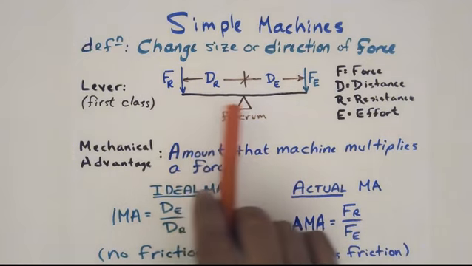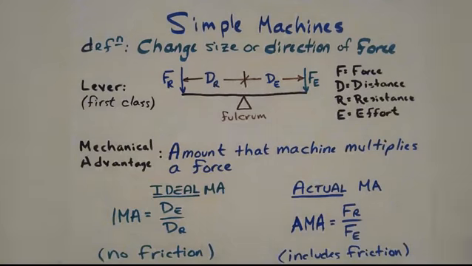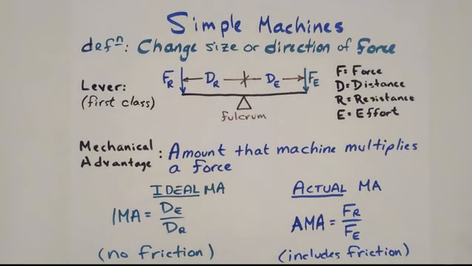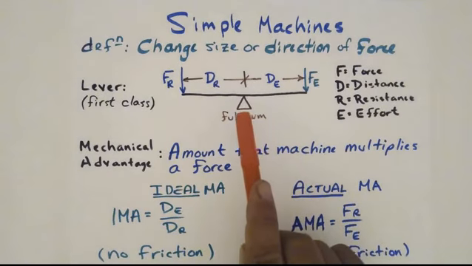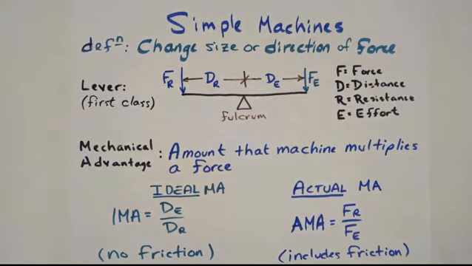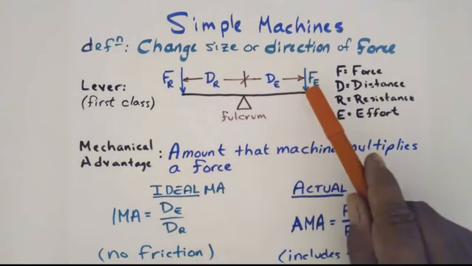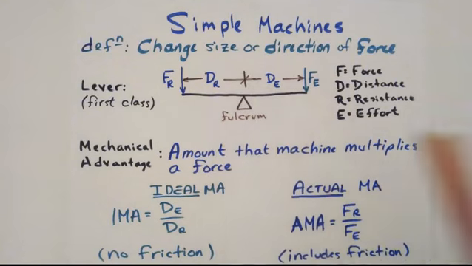We take a look at a picture of a first-class lever, a simple lever. This would be something like a teeter-totter. And the fulcrum is the point about which the lever pivots. And then we have a couple forces on the top. This is the resistance force, this is the effort force, and then we have two distances, the resistance and the effort distance.